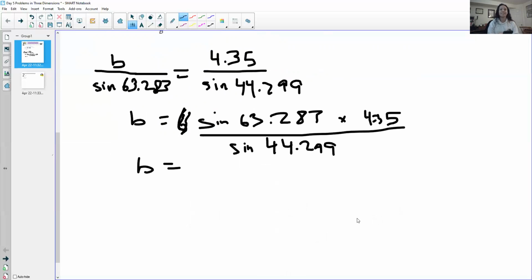So sine of 63.283, figure out what that is. I got around 0.89. I'm going to times it by 4.35. Now you're looking at around 3.88. Then you're going to divide by sine of 44.299. And you should get around 5.56.